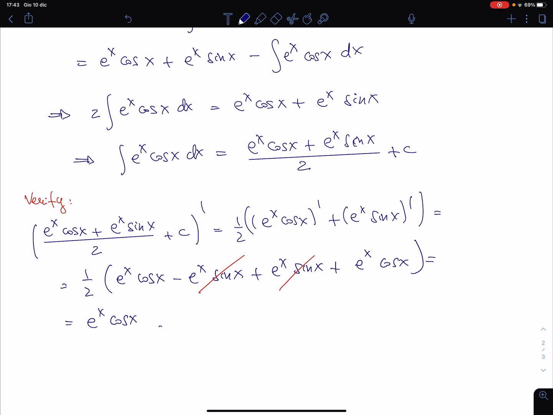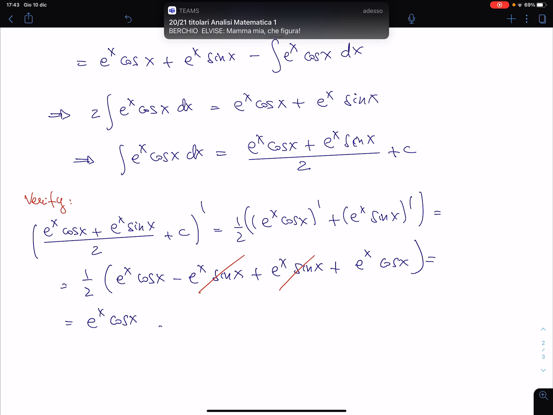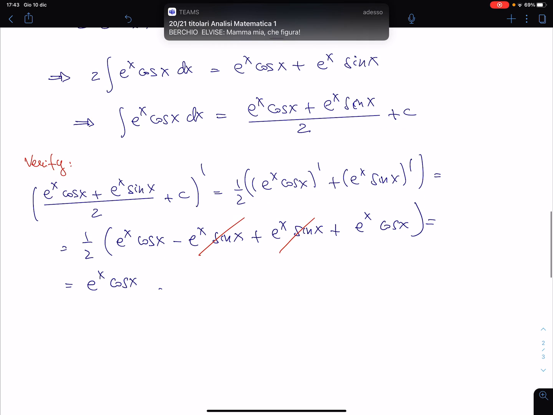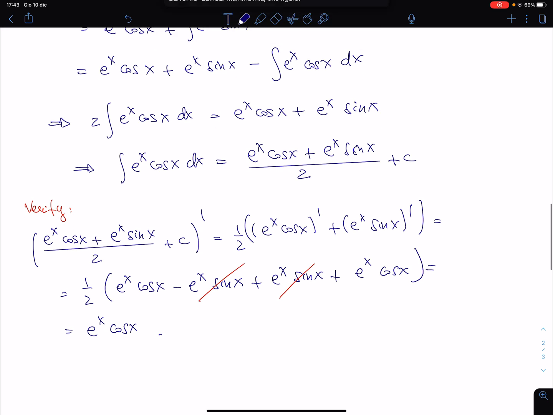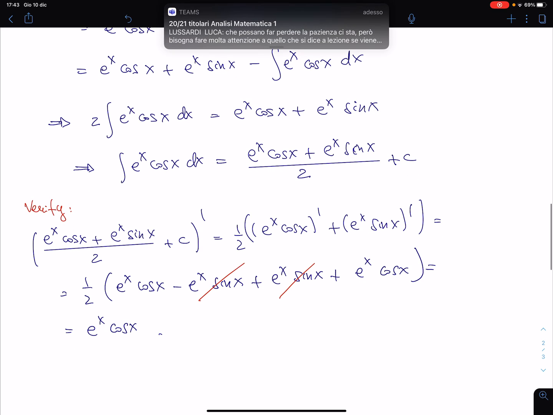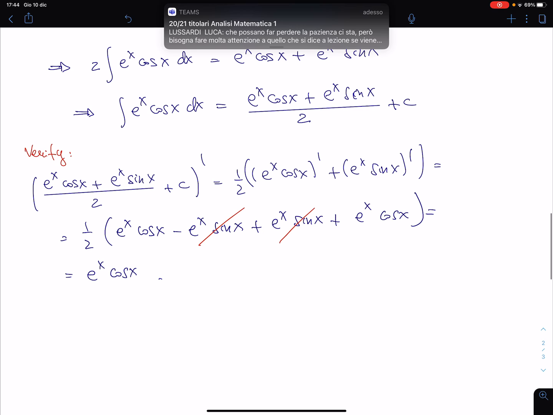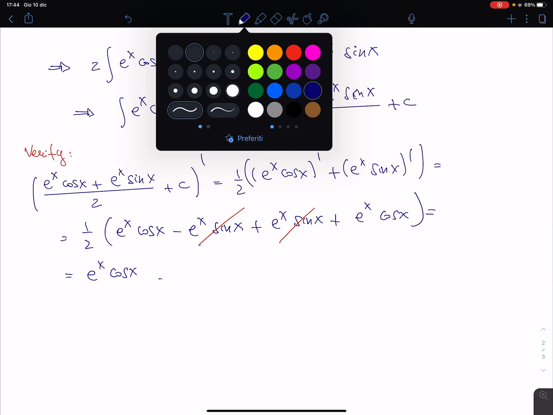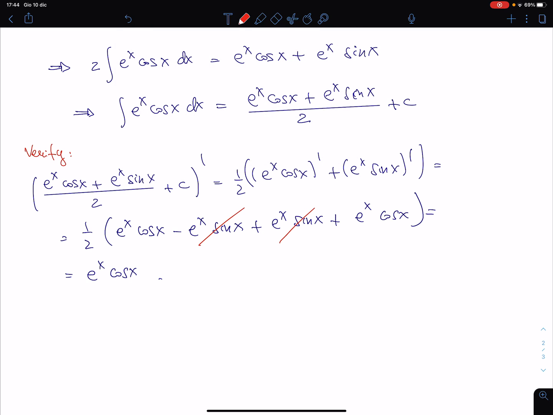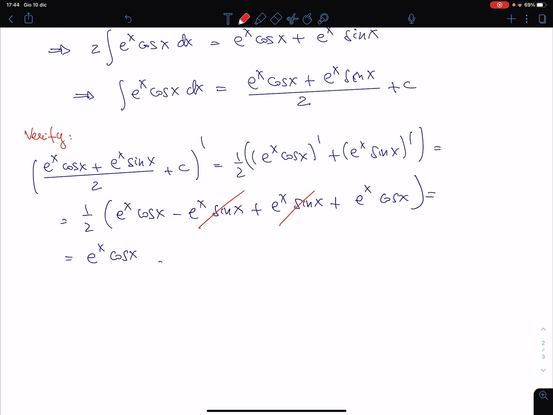Okay, and then we can do many other nice integrals that can be easily computed by using integration by parts.